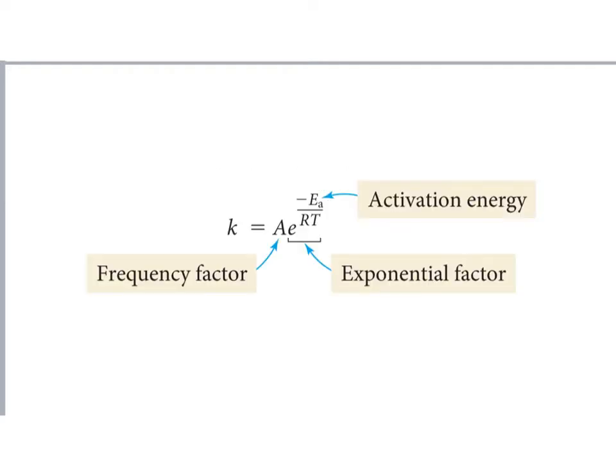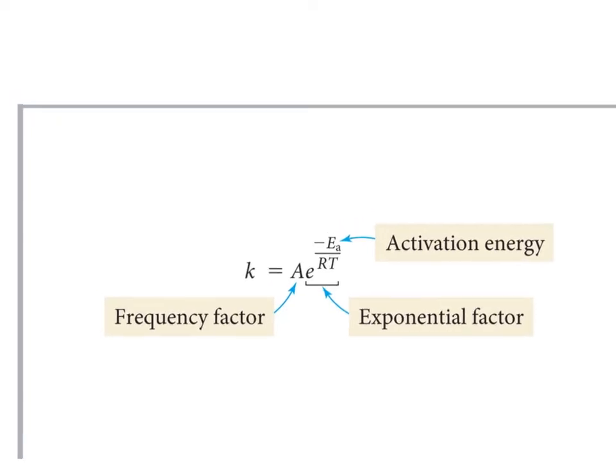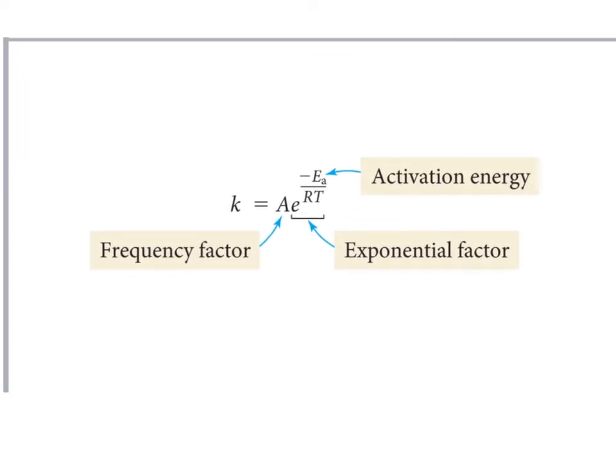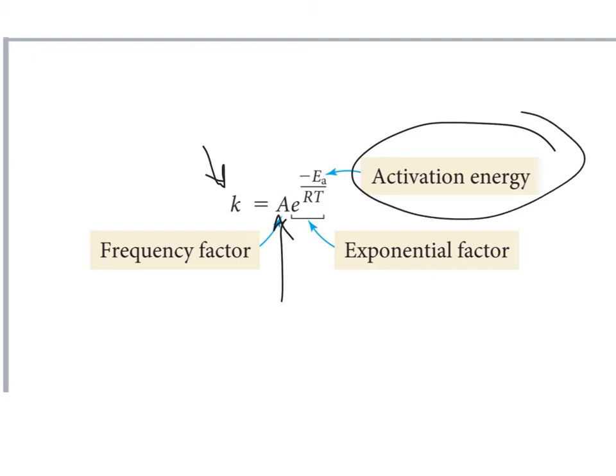Let's start off by looking at the Arrhenius equation. When we look at the Arrhenius equation, we have some constant, the rate constant, k, which is equal to a factor, this frequency factor, A. That's important. We'll define that a little bit further in the next slide. But the thing that we're going to focus most on is this activation energy.